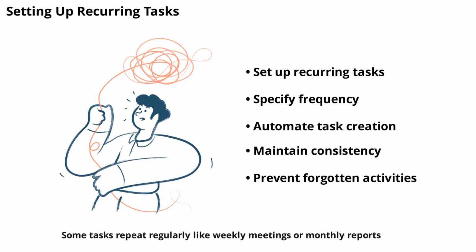Some tasks repeat regularly, like weekly meetings or monthly reports. Scheduling software lets you set up recurring tasks. Specify the frequency and duration, and the software will automatically add these tasks to your project plan. Recurring tasks help maintain consistency and ensure important activities aren't forgotten.